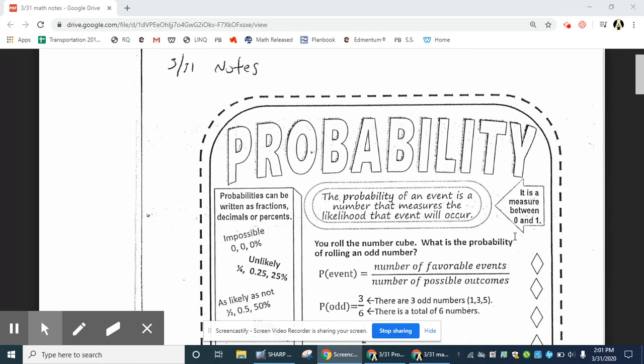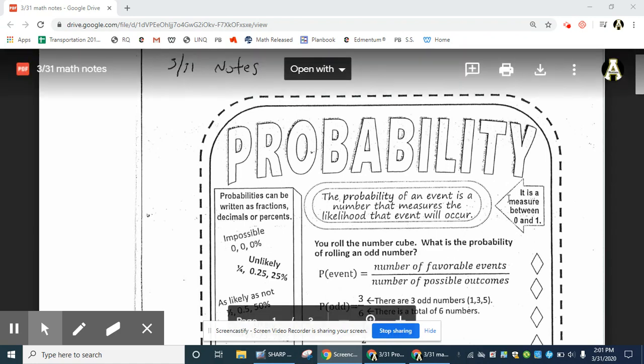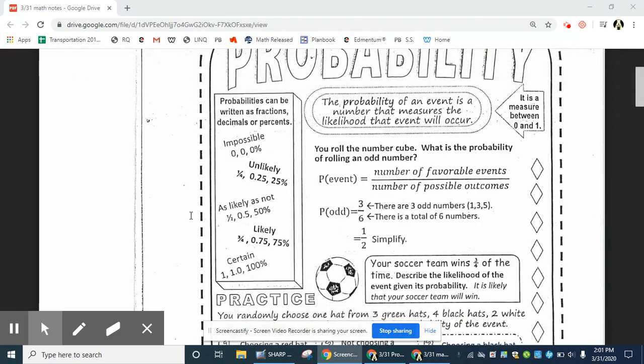Okay. Probability is measured between 0 and 1, so you can write that as a fraction, a decimal, or even a percent. Probabilities are usually described based on the percentages, fractions, or decimals you have come up with. Anything described as impossible would be 0%. Unlikely would be between 0 and 1/4, or 25%, or 0.25. That would be described as unlikely.